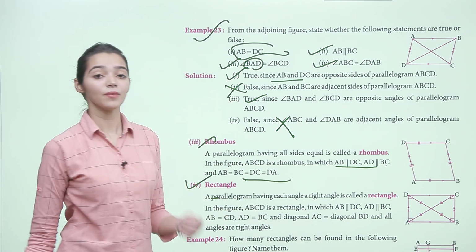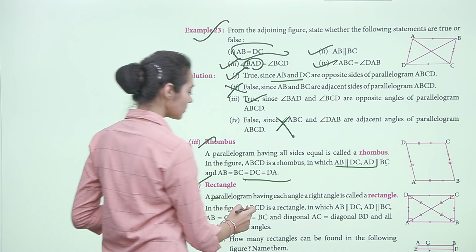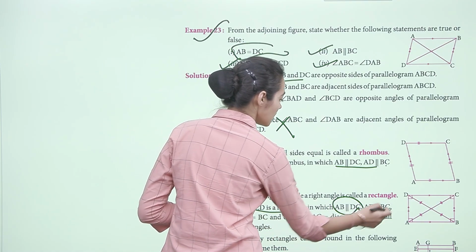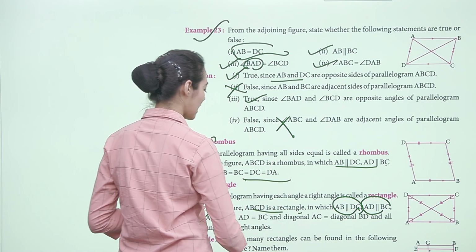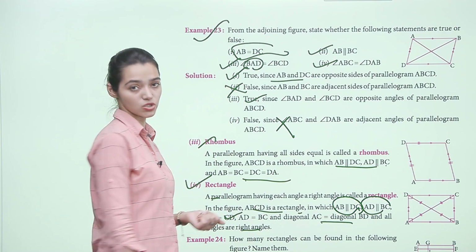Rectangle, a parallelogram in which each angle is a right angle is called a rectangle. So here ABCD is a rectangle in which the opposite sides are parallel and equal, and diagonal AC and diagonal BD are at right angle with each other.